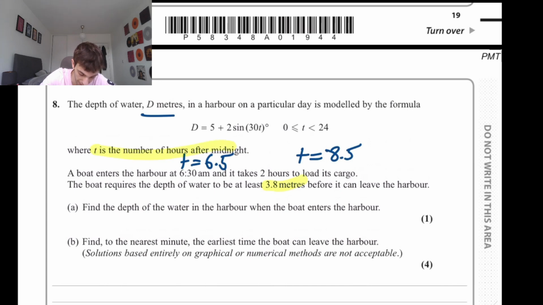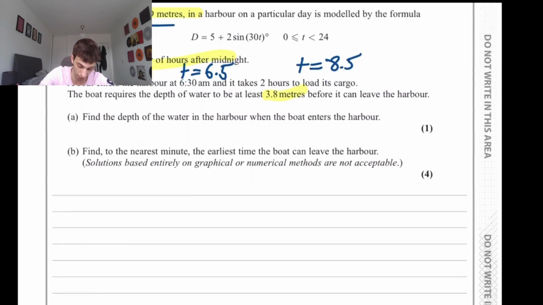Okay, so we have some key information. Highlight it if you want. Find the depth of water in the harbour when the boat enters the harbour. Okay, so we enter the harbour at t equals 6.5. So this is pretty simple. All we have to do is we have that d equals 5 plus 2 sine 30t.